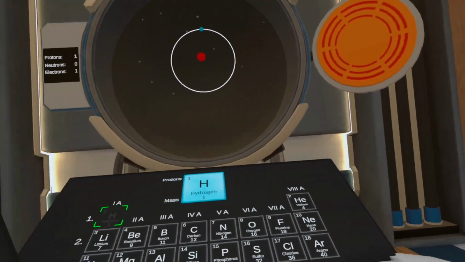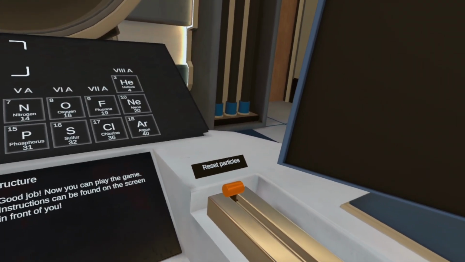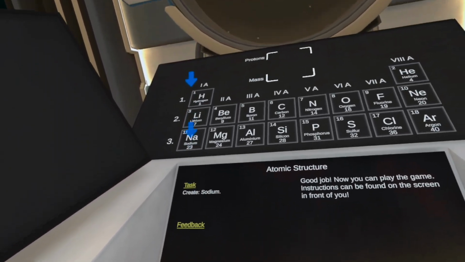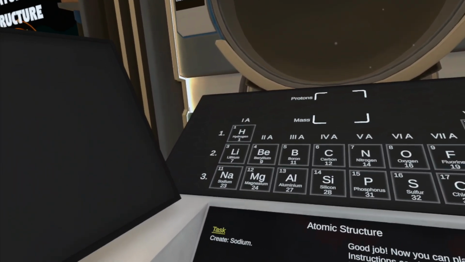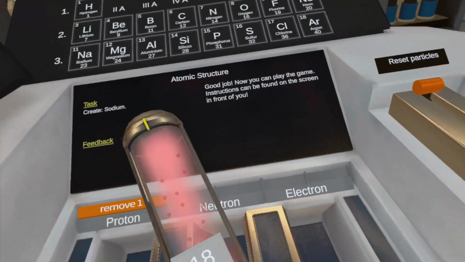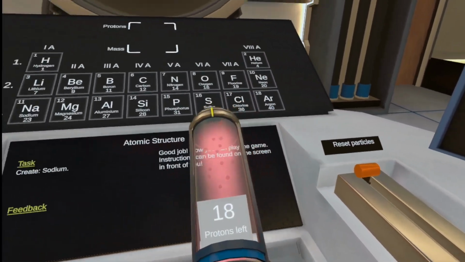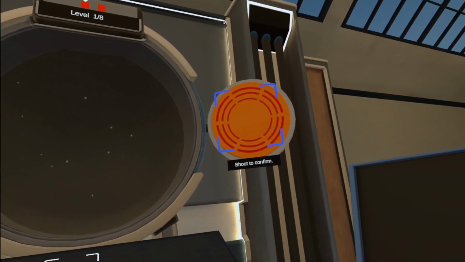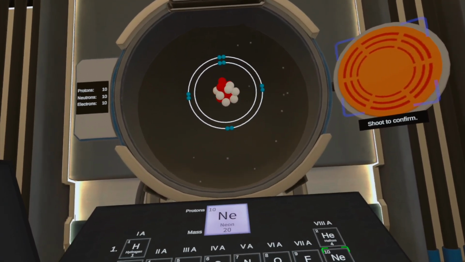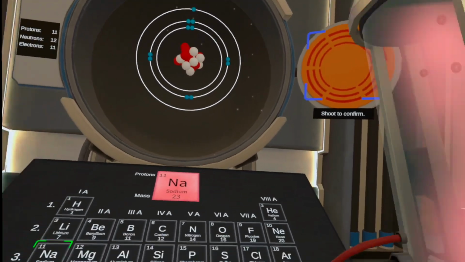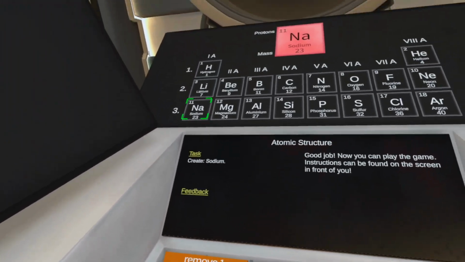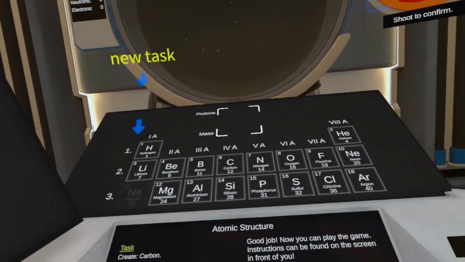Well done! Good job! Now you can play the game. Instructions can be found on the screen in front of you. Create sodium. Create carbon.